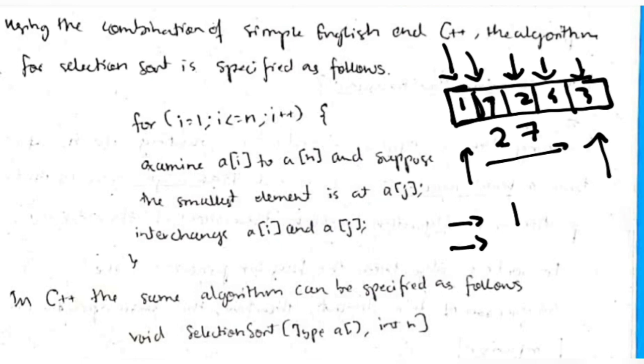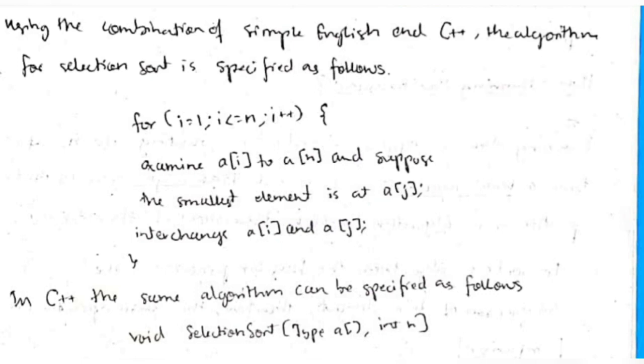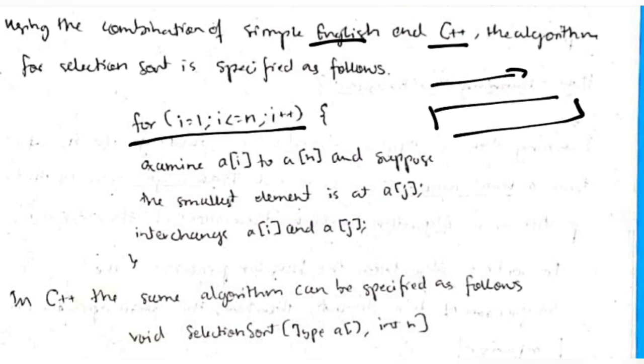Now that you know the main idea, let's see how to represent it in the form of an algorithm. In this algorithm, we'll be using simple English and C++. So what's the first step? You have to write the for loop. Since you are iterating over the whole array, you use a for loop which will run from i equal to 1 to i equal to n.